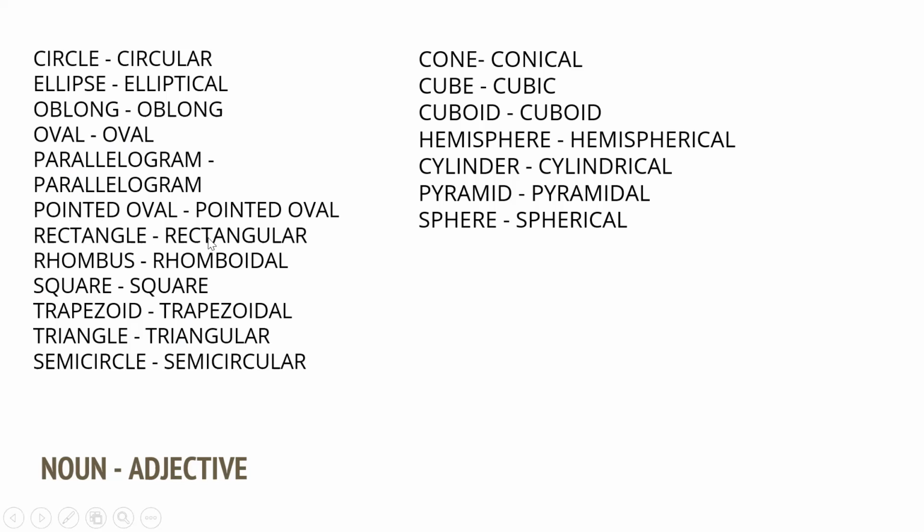Rectangle becomes rectangular, rhombus, rhomboidal, square, the same, square, trapezoid, trapezoidal, triangle, triangular, semicircle, semicircular, cone, conical, cube, cubic, cuboid, cuboid, same. And then hemisphere, hemispherical, cylinder, cylindrical, pyramid, pyramidal, and then sphere, spherical.